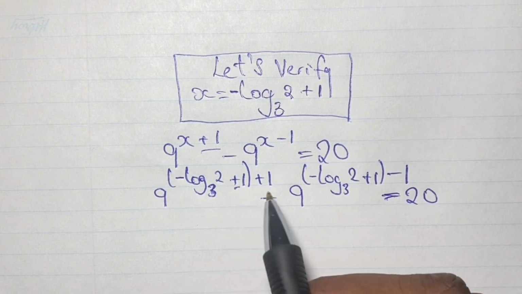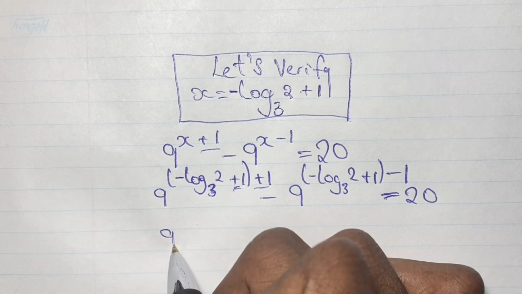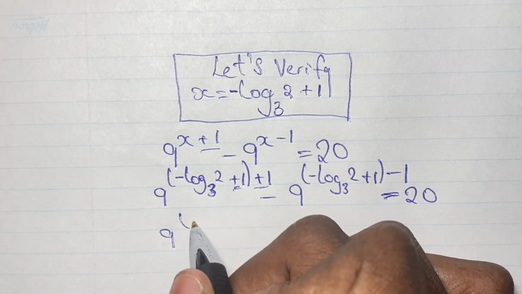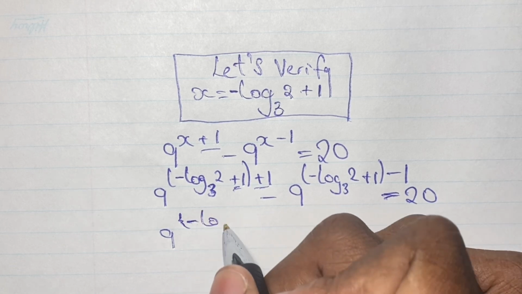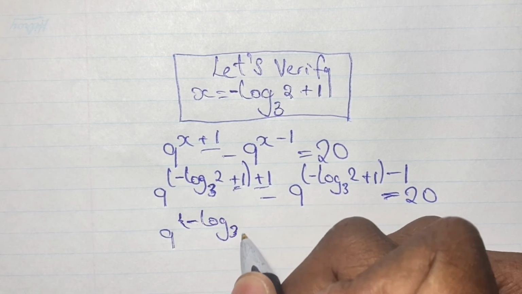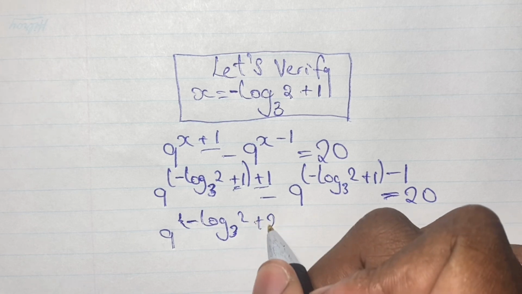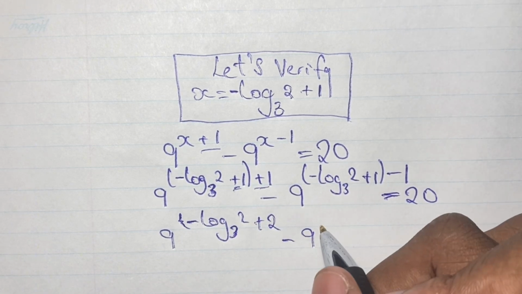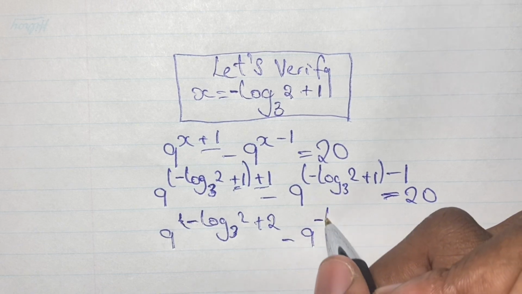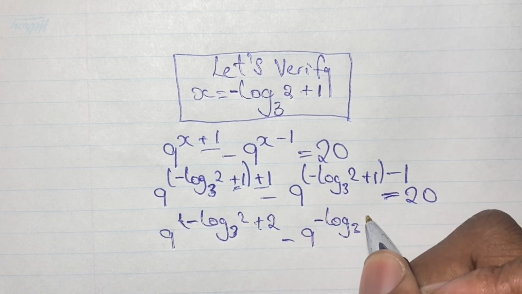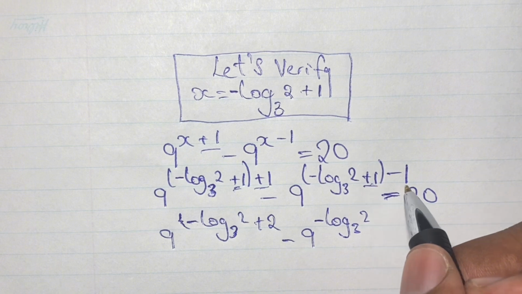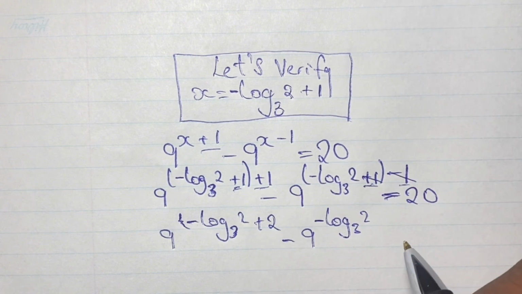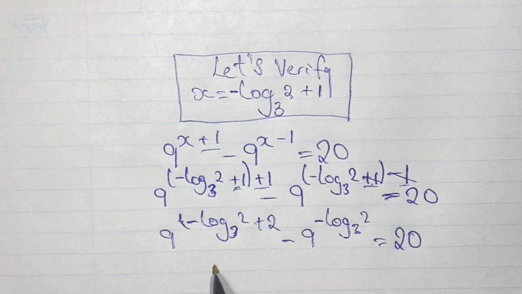Now we can actually remove the brackets and add our exponents. So 1 plus 1 gives us 2, so we'd have 9 to the power of negative log base 3 of 2 plus 2. And we come again and we say minus 9 to the power of negative log base 3 of 2. And since we have 1 minus 1, we could just cancel them out and leave our exponents as that. And we have all of that equals to 20.